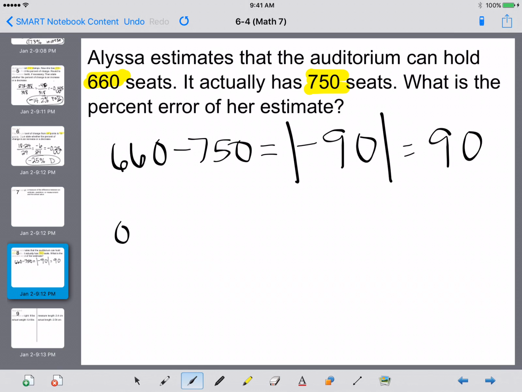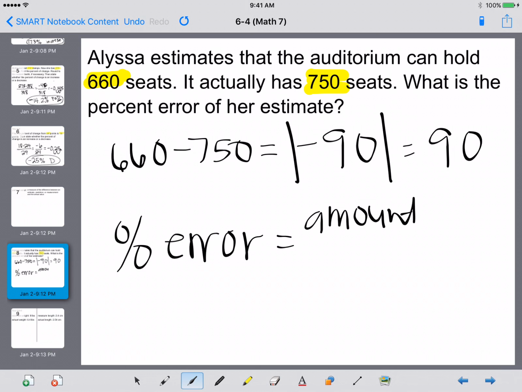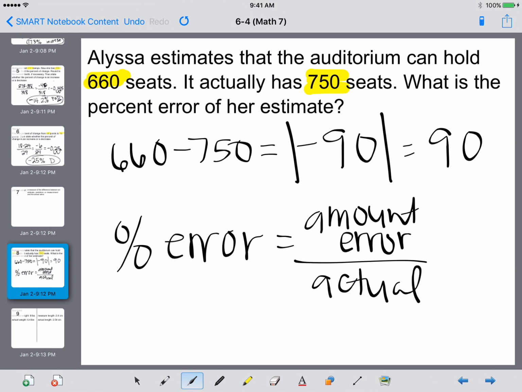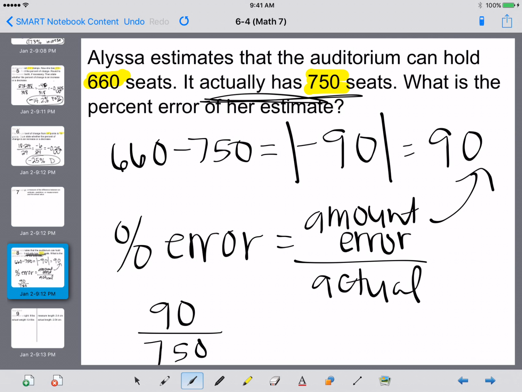What you do here, so to figure out the percent error, you take the amount of error over the actual. So our amount of error here was this 90. So we're going to have 90 over the actual value, which up here it actually has 750 seats. So divided by 750, and that's going to give us 0.12. Turn that into a percent by moving your decimal over 2. So you have a percent of error of 12%.